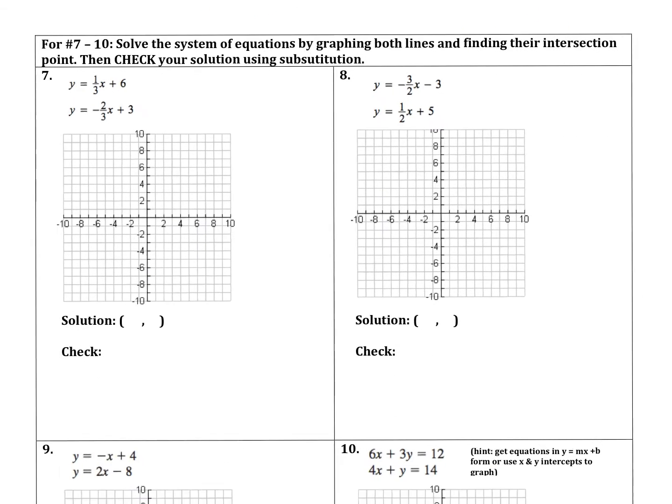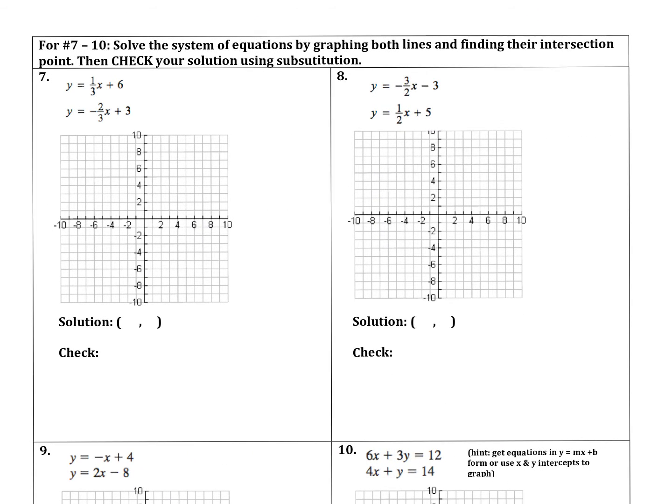Let's move along. It says solve the system of equations by graphing both lines and finding their intersection, then check your solution using substitution. Okay, let's plot this first line here. This has a y-intercept of 0, 6.